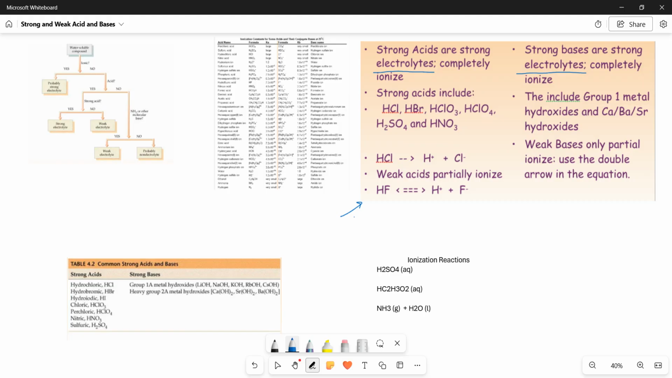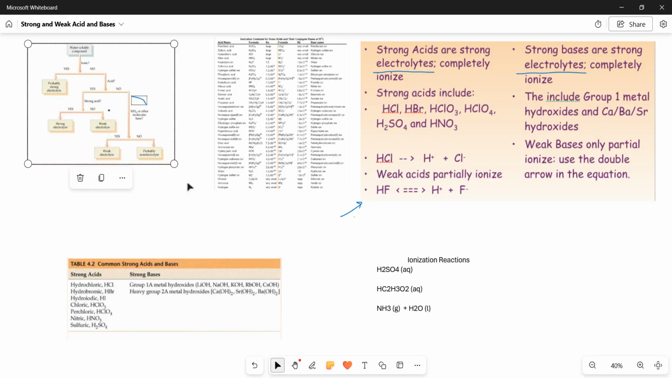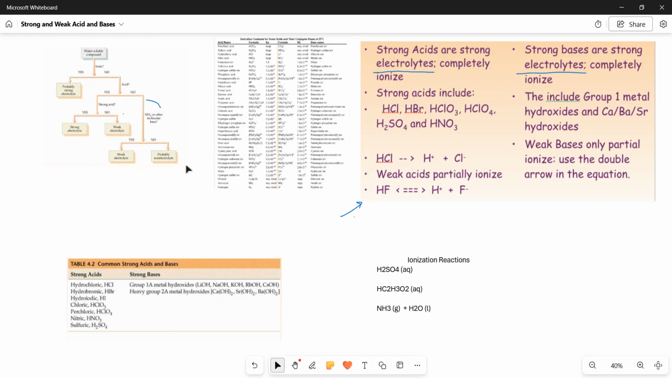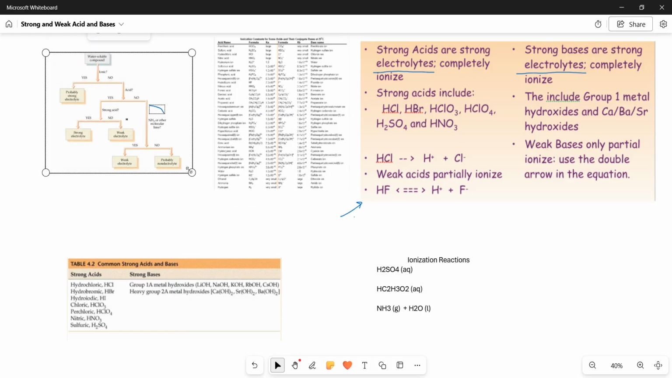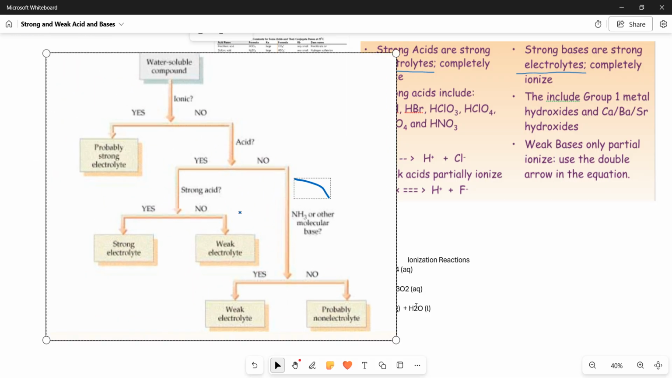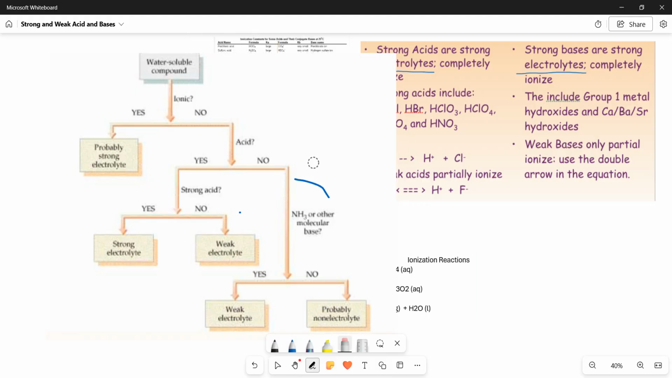So what does that mean? Well, it means it ionizes completely. We know ions are charged particles, and if we are going to ionize something, we need to know if it is a strong electrolyte or not. So here I have a flow chart where I have helped my students understand what a strong electrolyte and a weak electrolyte would be.